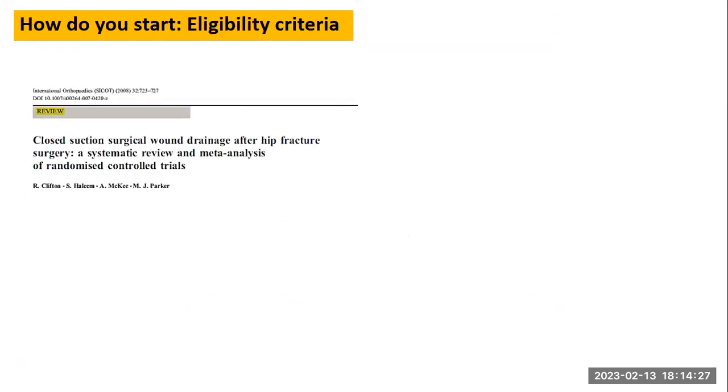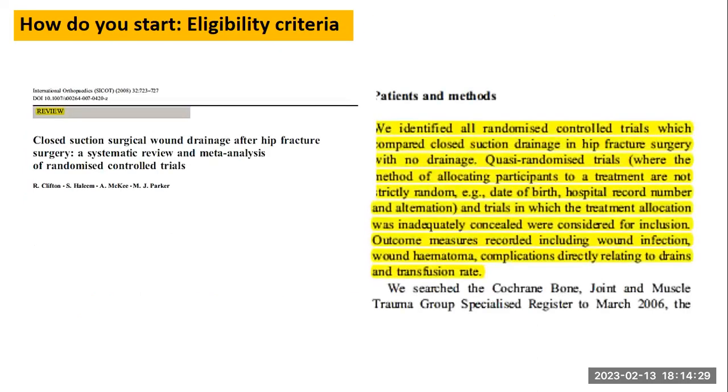And we also look at the eligibility criteria, as I said. Here is an example of closed suction surgical wound drainage after hip fracture surgery, with drainage and without drainage. They included all the randomized controlled studies which compared this. So that is the first eligibility criterion. Then they looked at the outcome measures, including wound infection, wound hematoma, and complications.